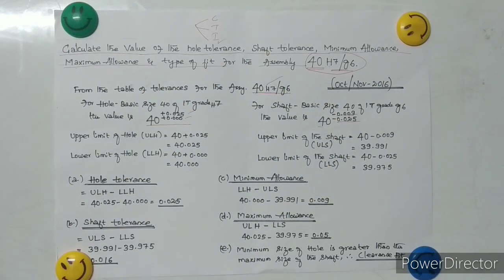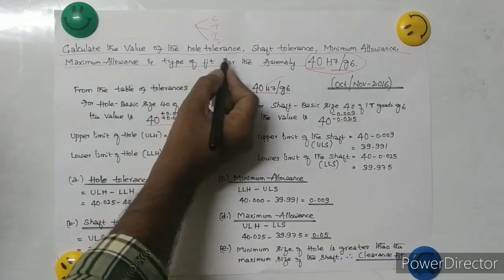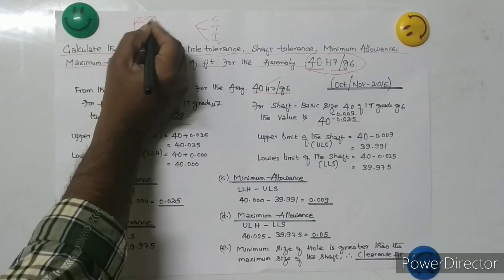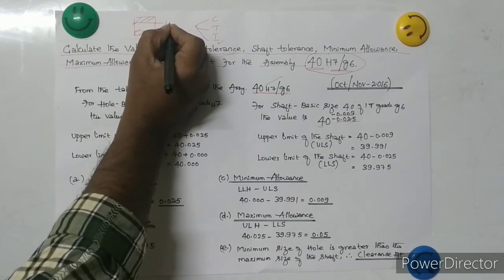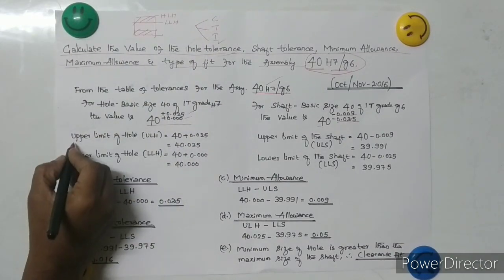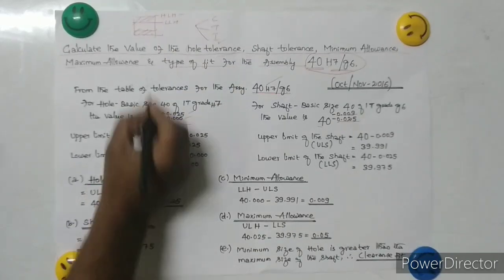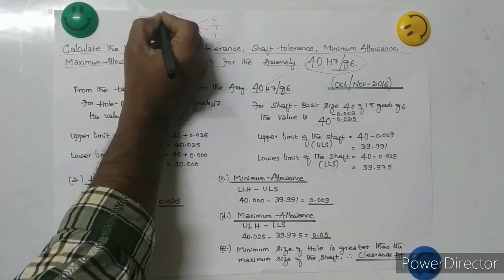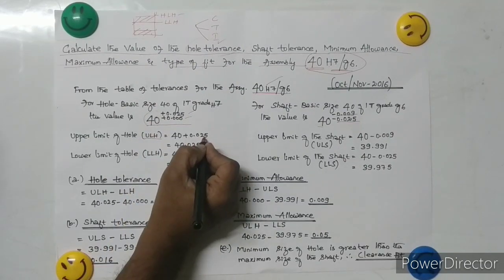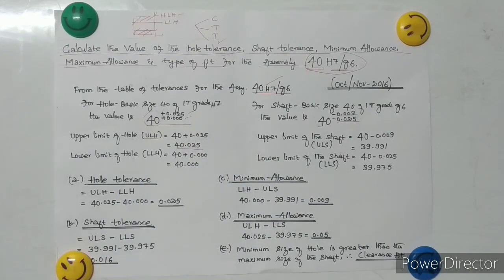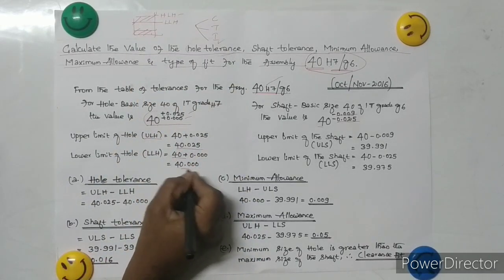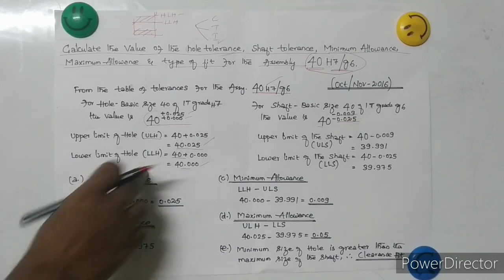Then after this, how to proceed? They asked what the hole tolerance is. This is the hole, with the lower limit of the hole and the upper limit of the hole. How to calculate? The upper limit of the hole, ULH, is the basic size 40 plus the upper deviation 0.025, which gives 40.025. Then the lower limit of the hole is the basic size 40 plus 0, which is 40. So these are the lower limit and upper limit of the hole.